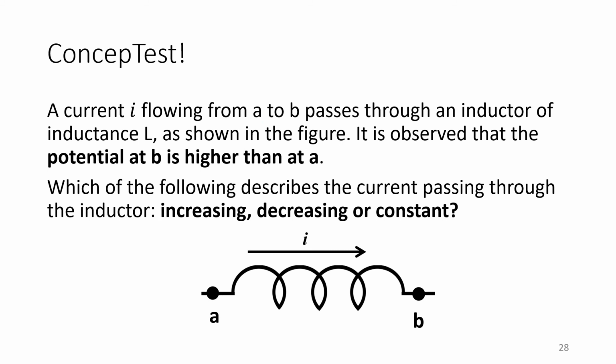So a current I flowing from A to B passes through an inductor of inductance L. It is observed that the potential at B is higher than the potential at A. The question is, which of the following describes the current passing through the inductor? Increasing, decreasing, or constant? Again, two things to note, that VB is greater than VA, and we must determine the rate of change of the inductor. Clearly, it's not constant, else VB should be equal to VA.